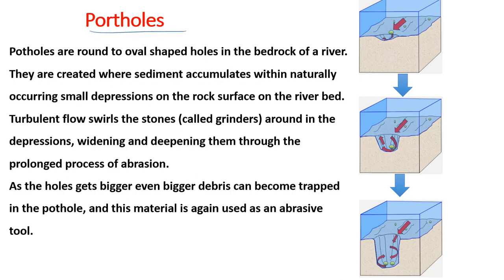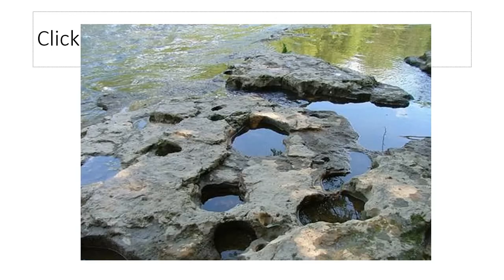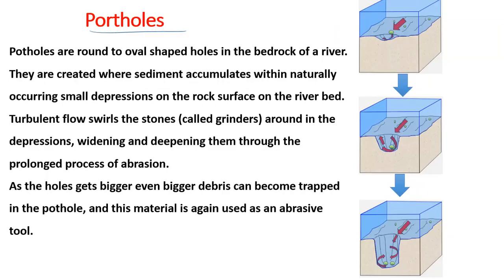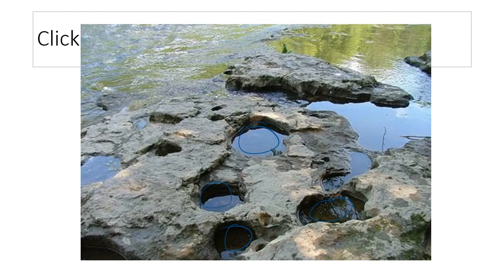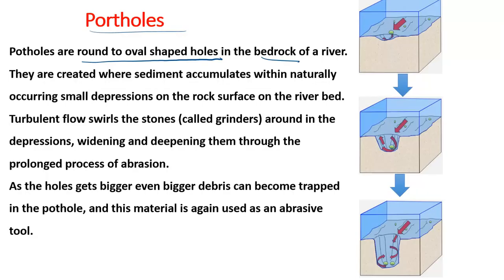How is a pothole formed? Now, firstly, this is how a pothole looks like in a riverbed. So these are potholes here. These are potholes. So how is it formed? Firstly, you see potholes are round oval shaped holes in the bedrock of a river. So you find out that this is the bed of a river. So the rock here are called bedrocks of a river.